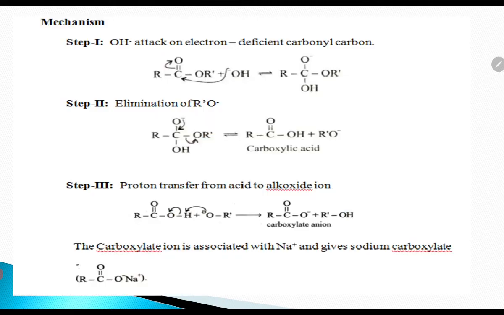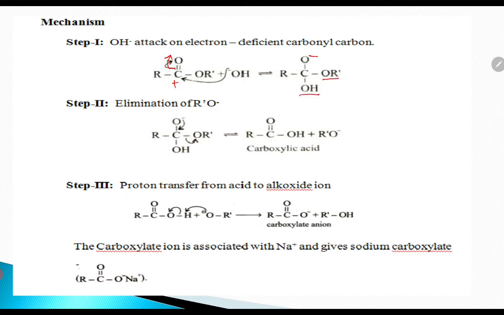Let us see the mechanism. In the first step, the nucleophile OH minus attacks the electron deficient carbonyl carbon. We know that this oxygen is highly electronegative, so it withdraws the electrons between the carbon atom and oxygen atom towards itself, and therefore it gets a minus charge and the carbon gets a plus charge. It becomes electron deficient. Therefore this OH minus attacks this electron deficient carbonyl carbon atom. Therefore RC(O minus)(OR')OH is obtained.